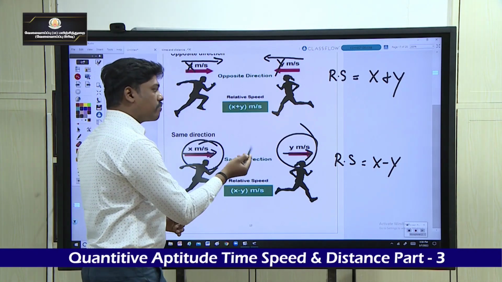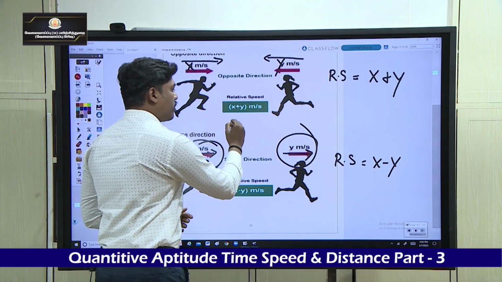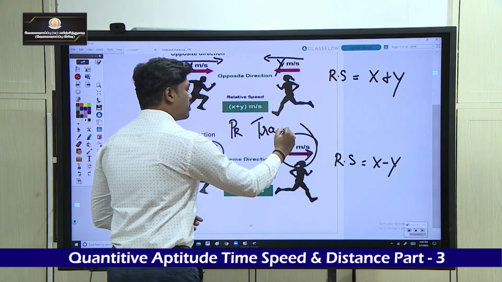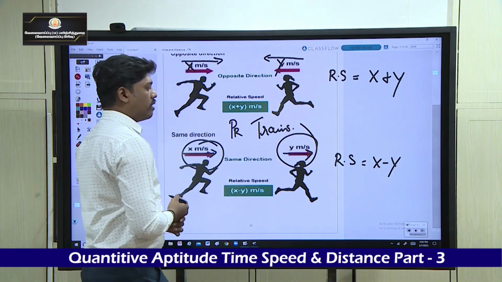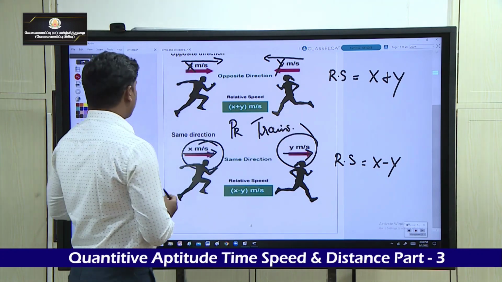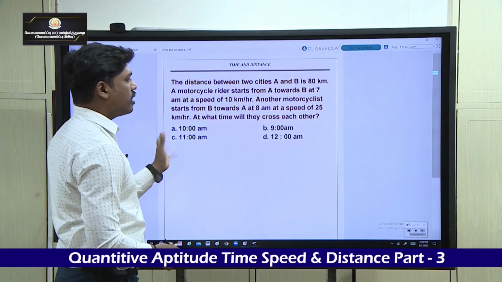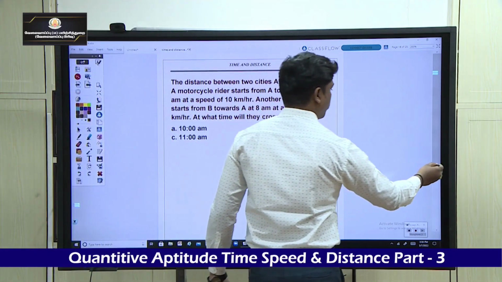This is the main concept that we will be using in problems on trains. Problems on trains, this is the main concept. We will see that later. So, now a question based on relative speed here.